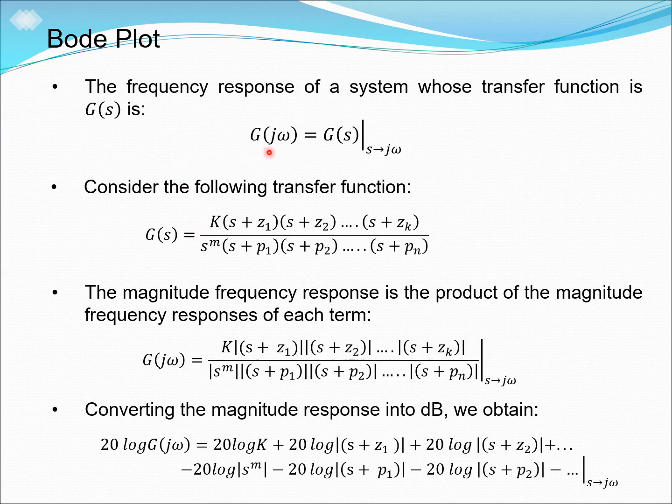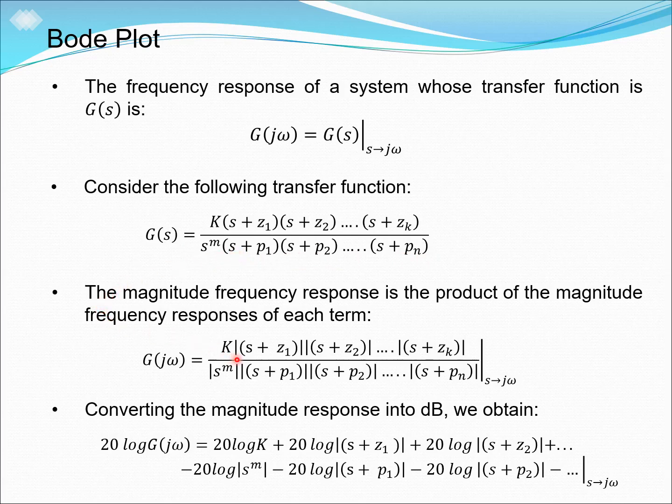The frequency response of a system is actually the transfer function where the S domain is transformed into the j omega domain. So let us consider the following transfer function. This is the general form of a transfer function, which consists of the K and factors of zeros, and the denominator consists of the s power of m and the factors of poles.